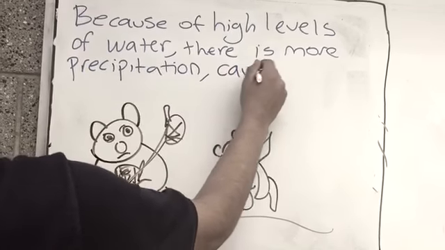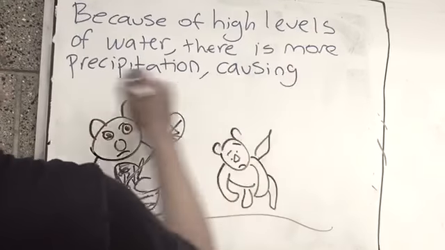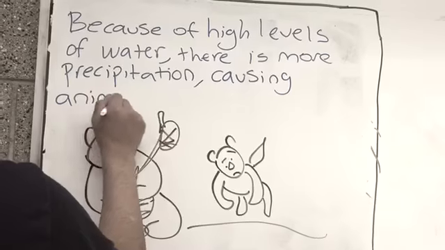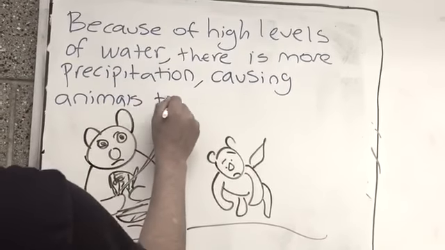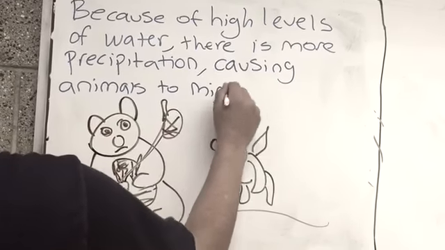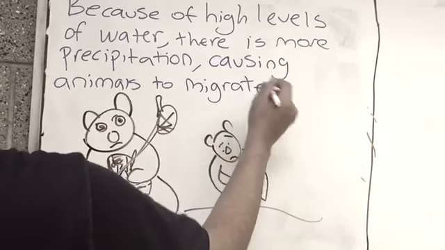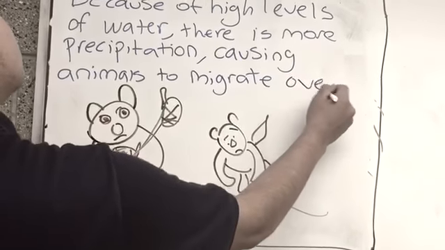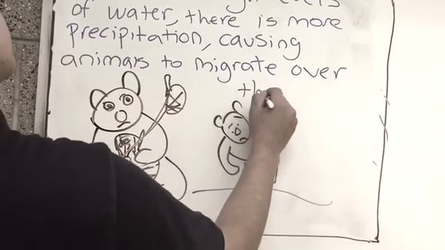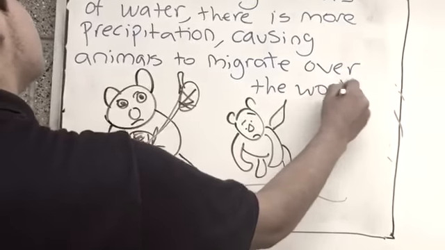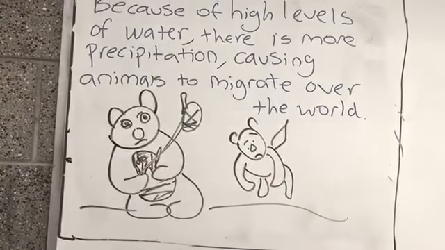And because of high levels of water, there is more condensation and precipitation, causing, apart from the flood of glacier melting, more rain poured down on the Earth. And they migrate over. Sadly, this potentially destroys our wildlife and our nature.